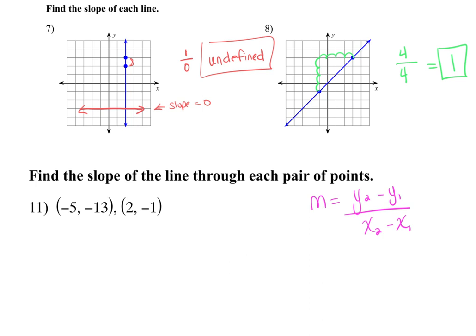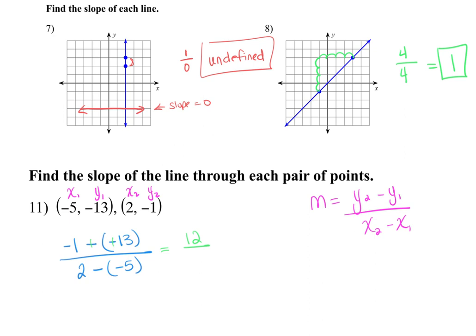It doesn't matter which group is 1 or which group is 2, as long as you do it in the same order. So if I say that this is group 1, this is group 2, then I need to make sure that I follow the order that I start in. y2, that's -1, minus y1, that's -13, over x2, that's 2, minus x1, that's -5. You do have to apply your rules of subtraction. When I say minus a negative, that is adding a positive. So -1 plus 13 is positive 12.